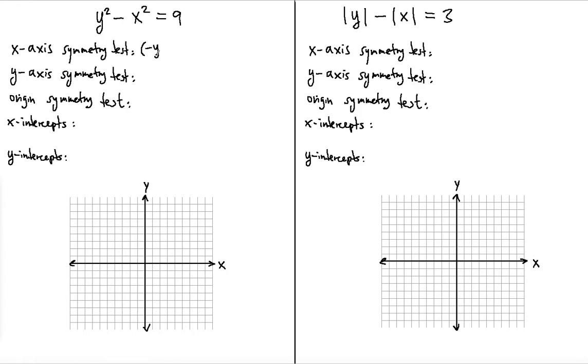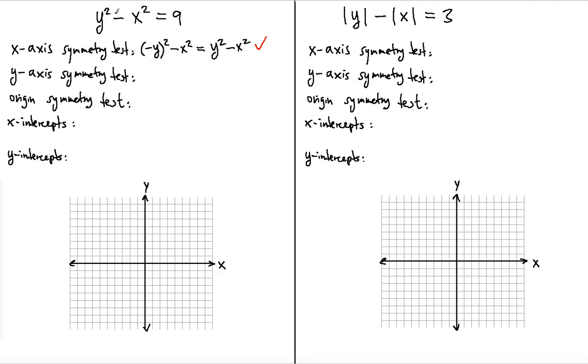I'm going to square that. And then here's what we get. We get y squared, right? Because the negative squared is also positive. So we get y squared minus x squared. Good. So that means this matches the original left side, right? So that means this graph has x-axis symmetry.